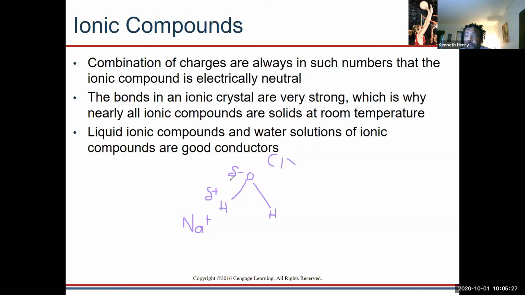The electrons are going to be spending more time around the oxygen than around the hydrogen. So the electrons form what we call a dipole moment. This shows us where the electron is going to be spending more time.